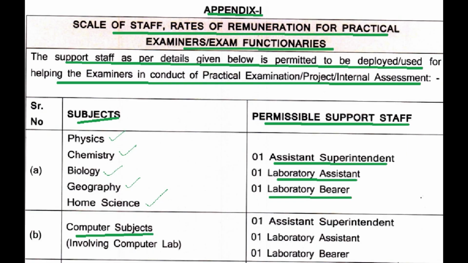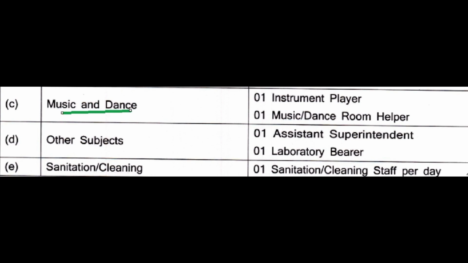Now for computer subjects involving computer lab, the permissible support staff are 1 Assistant Superintendent, 1 Laboratory Assistant and 1 Laboratory Bearer. For music and dance, 1 instrument player, 1 music or dance room helper. For other subjects, there will be 1 Assistant Superintendent and 1 Laboratory Bearer. For sanitation or cleaning purpose, there will be 1 sanitation or cleaning staff per day.